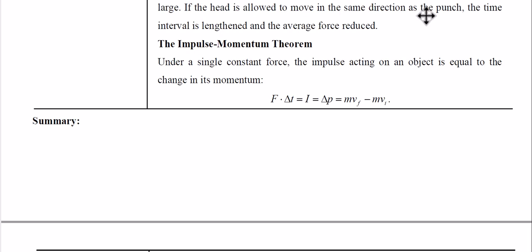Okay, enough talk. Let's fight. Let's do some math. So here's the impulse momentum theorem. Under a single constant force, we can come to this conclusion that impulse is a change in momentum, and I could express this in terms of this. Now, keep in mind that this is one single mass, so the mass hasn't changed.